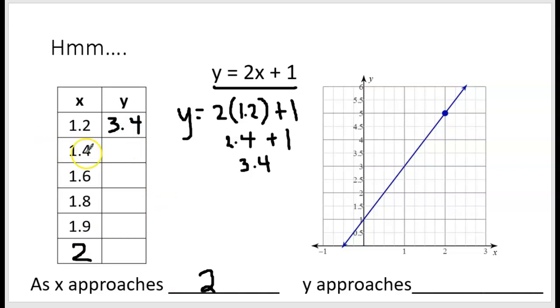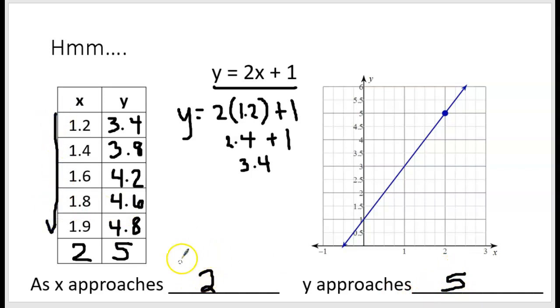Why don't you guys pause the video here and see if you can get the answer for 1.4. So for 1.4, the y value turns out to be 3.8. At this point, I'll just go ahead and give you the answers for all the other ones, but I'm going to stop at 1.9. So after plugging in all these numbers, y is going from 3.4 to 3.8 to 4.2 to 4.6 to 4.8. What number does it look like the y value is getting closer and closer to every time? Well, it looks like it's going to be a whole number. And so if I had to ask you what whole number does it seem to be getting closer and closer to, maybe you guys would recognize that it's actually approaching 5. And you can plug in 2 and get 5. But the point is that we're approaching 5. So here's what I want you guys to recognize. As x approaches 2, as x gets closer and closer to 2, y approaches 5.